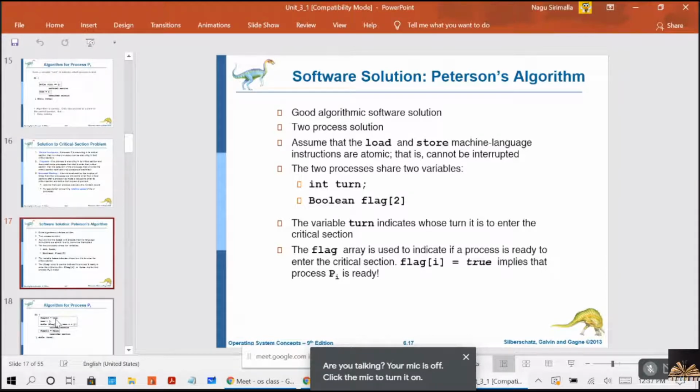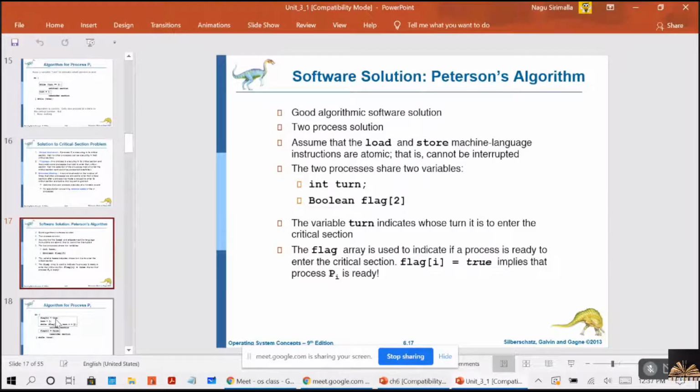So normally, two general approaches are used to handle the critical sections in the operating system. One is preemptive kernel and the other is non-preemptive kernel. Preemptive kernel means it allows a process to be preempted while it is running in the kernel mode. Non-preemptive means it does not allow a process running in the kernel mode to be preempted, right? Remember, for your information, these are the two general approaches for the critical section problem.